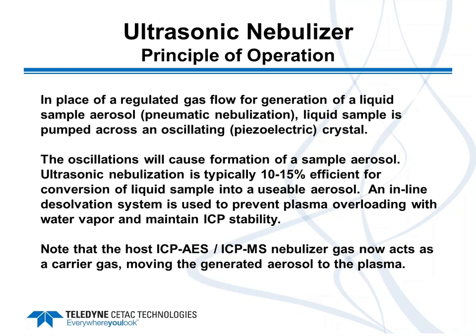The principle of operation of the ultrasonic nebulizer is different from that of a conventional pneumatic nebulizer. In place of the conventional pneumatic nebulizer, we're using a piezoelectric transducer, or an oscillating crystal, to break up a flowing liquid into an aerosol. The ultrasonic nebulizer is typically 10 to 15% efficient for conversion of the liquid sample into a usable aerosol. Because of that higher efficiency, we do have to have an inline desolvation system to prevent plasma overloading with water vapor and maintain ICP stability. An important point is that the ICP-AES or ICP-MS nebulizer gas is now acting as a pure carrier gas, simply moving the generated aerosol to the plasma. So in the ultrasonic nebulizer experiment, the generation of the aerosol is independent of the gas flow.